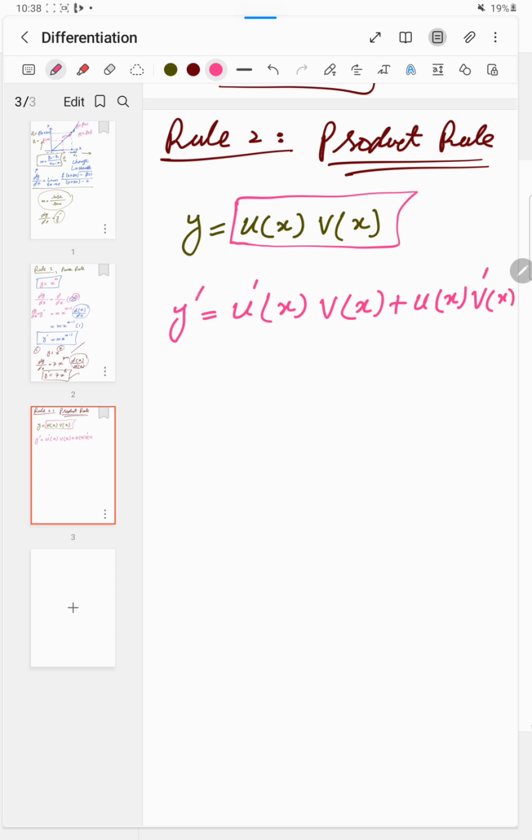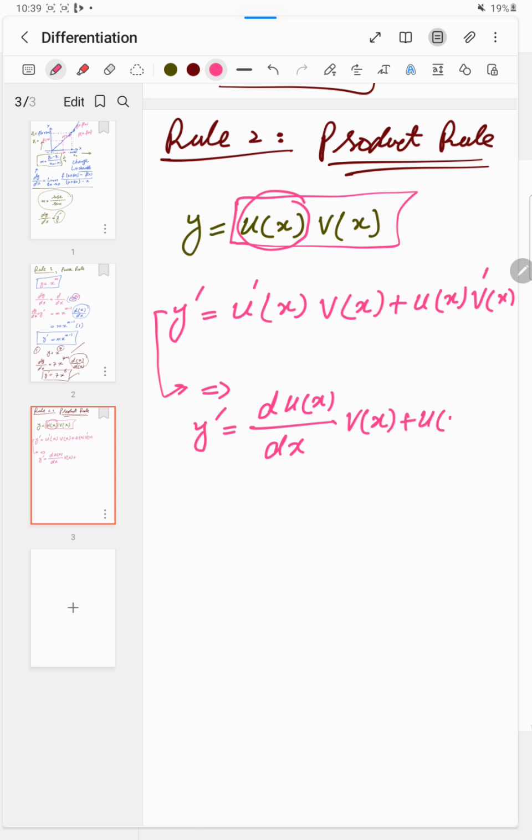we have differentiated. In any simple case we can write here y prime is equal to the derivative of the first function, so this one, and v of x will be as it is, plus u of x will be as it is, and the derivative of the second, so dv over dx, x meaning the function of x, so it means d of x.